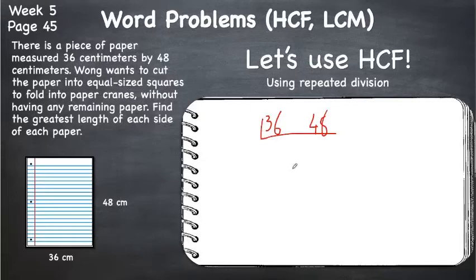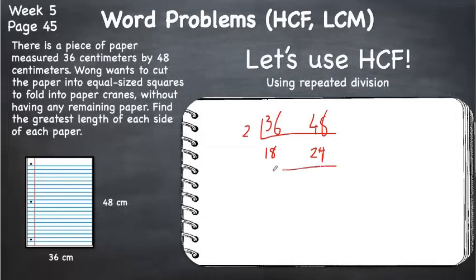Now, what common factor can we use? Who can tell me? It's in your book, so you can always look. All right, we always start with 2, right? 2 is my best friend. We can divide 36 by 2, we get 18. 48 by 2, we get 24, right?